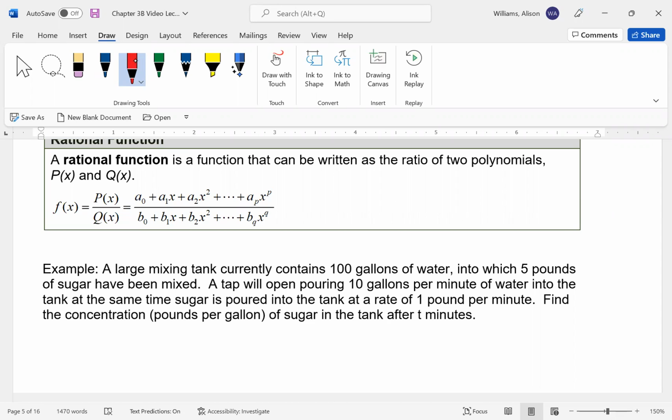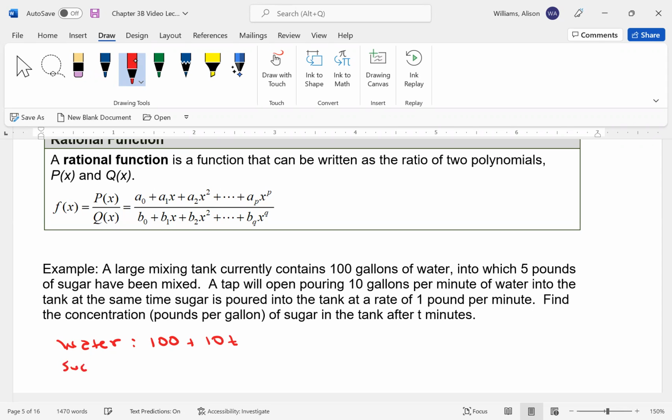Okay, so let's start by breaking this up into two things. We have two things happening. We have water happening and sugar. So let's start by talking about water. So currently in the tank, it has 100 gallons. And then they're going to add 10 gallons every minute. So 10T. They told us to use T for time. 10T then is representing how much is going to be added every minute. So in 2 minutes, it'd be 20, 3 minutes, 30. Okay, so that's how the water looks.